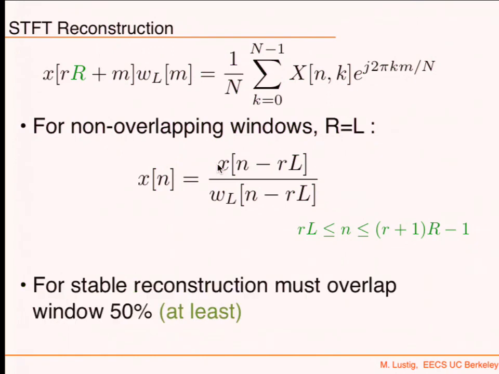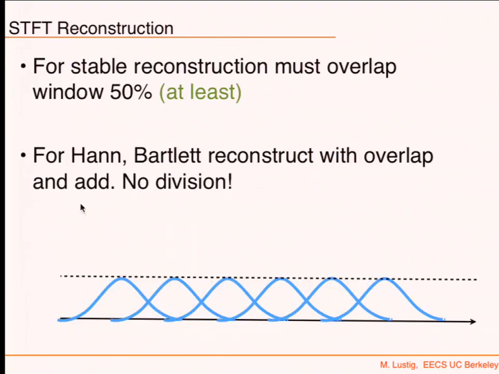What you could do then is have a more stable reconstruction by having overlapping windows. If you have overlapping windows of at least 50%, and you use a Hann window or a Bartlett window, you really don't need to do any division whatsoever, because those windows overlap in a way that they sum to one. In fact, the operation that you're doing is a pseudo-inverse, because you have more values than you started with, and you have to project back. This is a much more stable way of doing processing in the frequency domain, in the spectrogram.